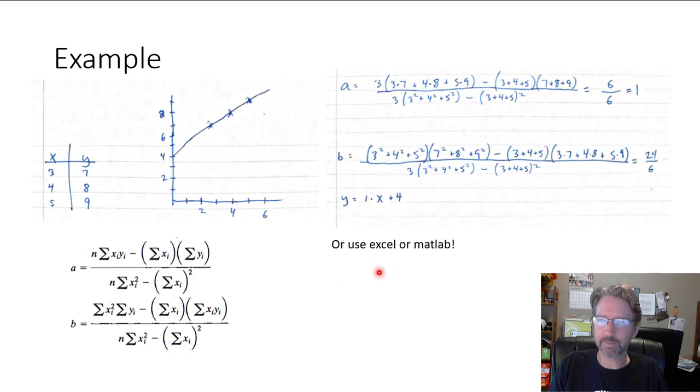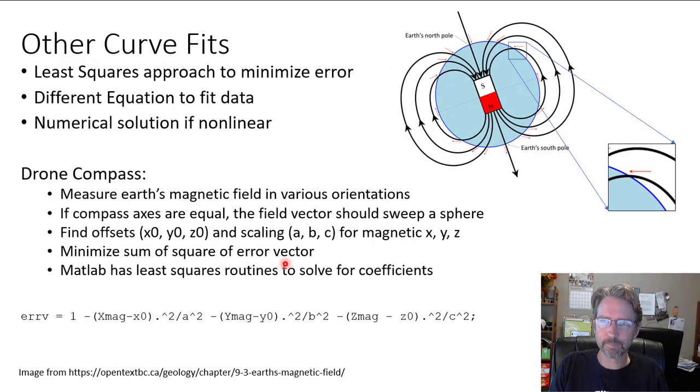Or you could use Excel, or you could use MATLAB. Okay, so this approach, using the least squares approach to minimize the error between your fit and the actual data, is a common one, and it comes up in other places. So this is an example that's not in our book and won't be in the homework, but just to see how this applies to other things.